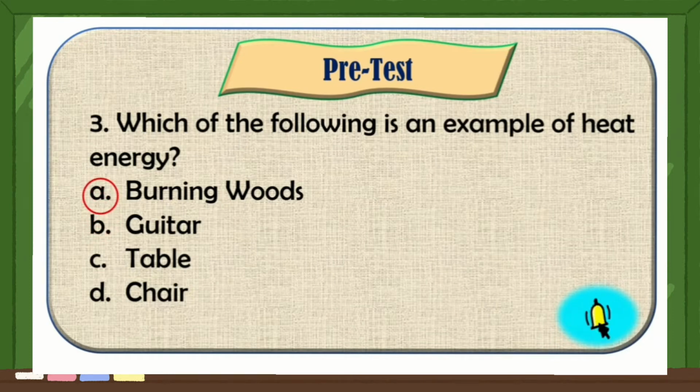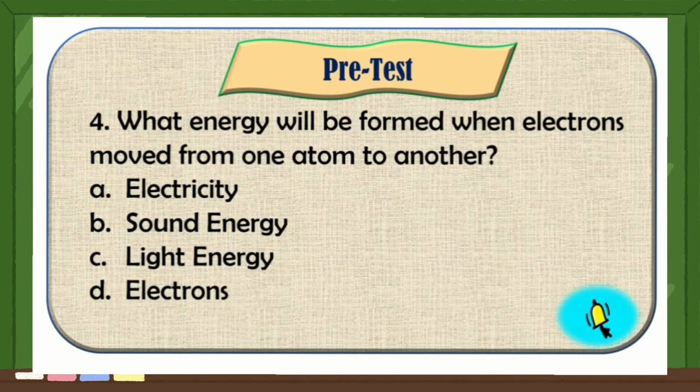Next question, question number 4. What energy will be formed when electrons move from one atom to another? A, electricity, B, sound energy, C, light energy, or letter D, electrons? Okay, the correct answer is letter A, electricity.